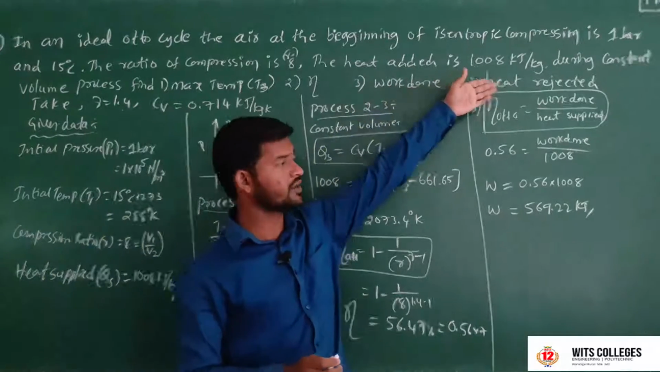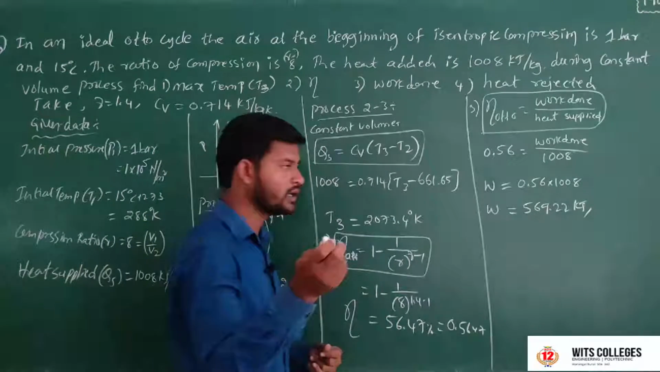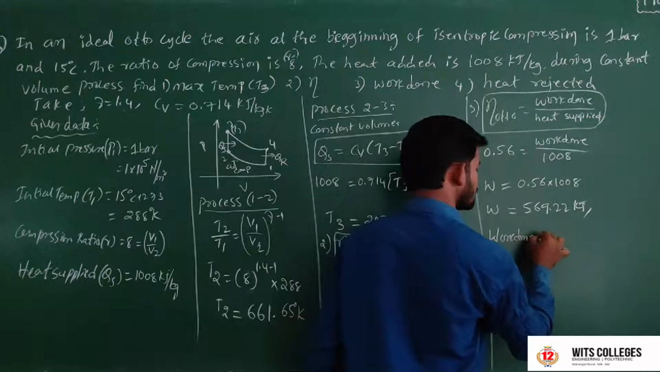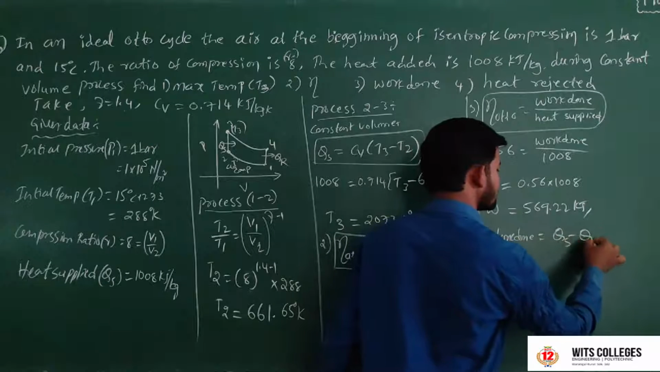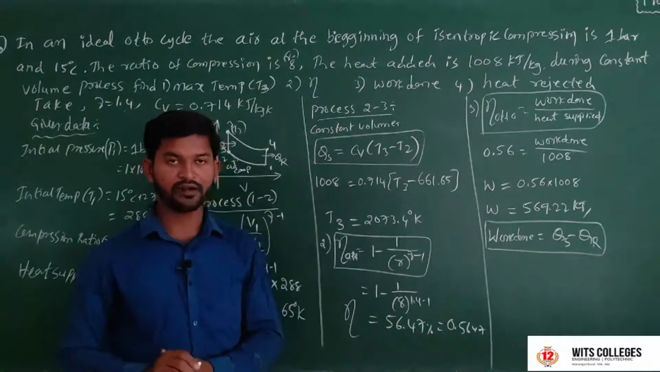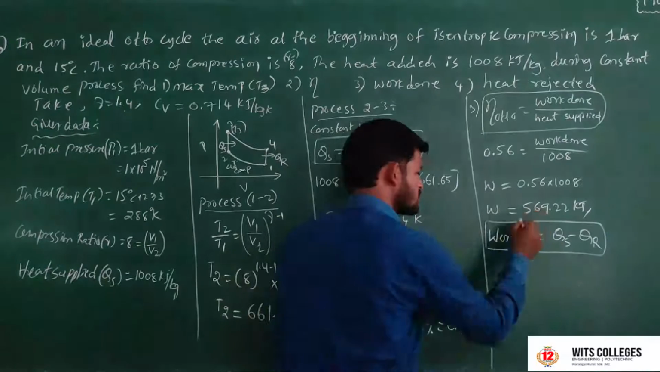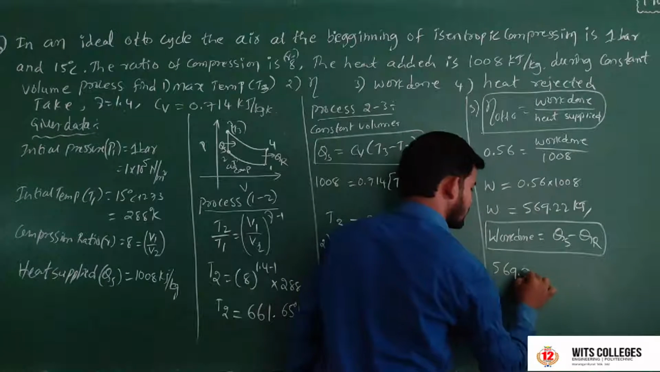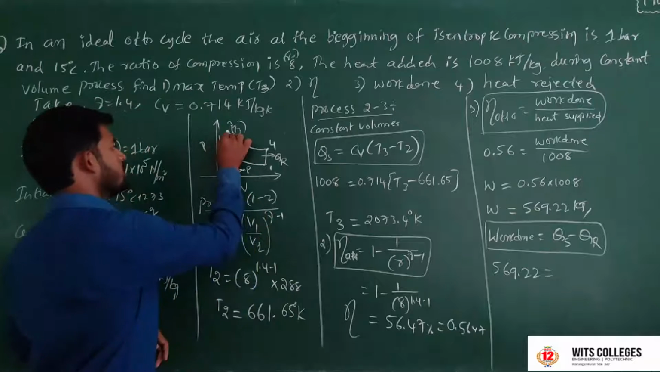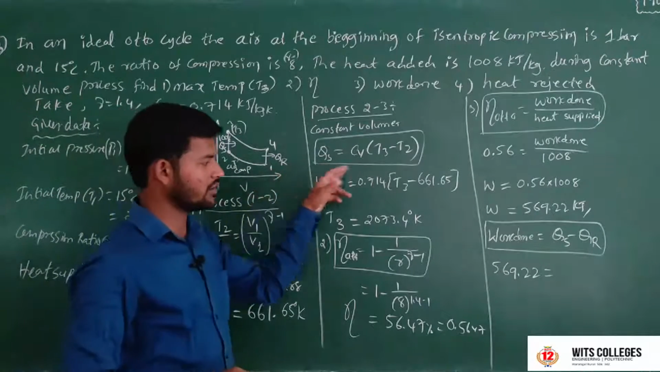Then next, what will we find out? The heat rejected. We know the value of work done and the formula: W, the work done, equals Q supplied minus Q rejected. Here the work done is 569.22, and the heat supplied to the system is 1008. How much heat will be rejected from the system, that we will find out.